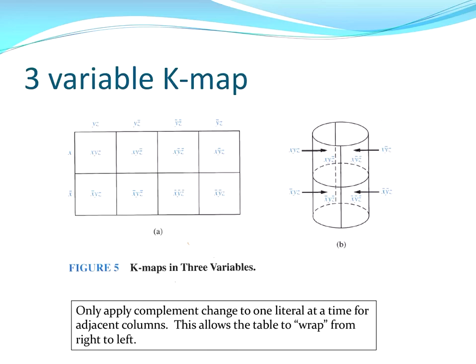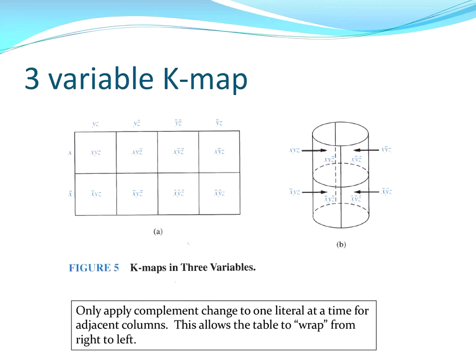Rosen, Discrete Mathematics and its Applications, Section 12.4 on Circuit Minimization. We're studying three-variable Karnaugh maps here. With a three-variable Boolean function, if we did a Boolean table, we would have 8 rows, so our K-map will have to have 8 cells.